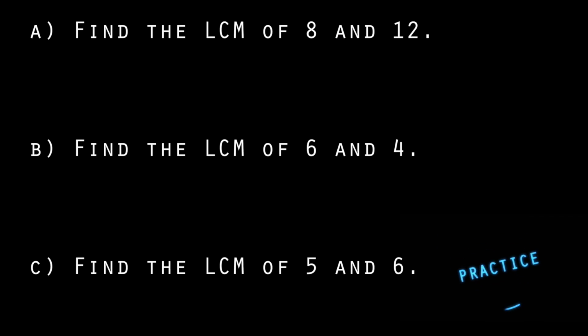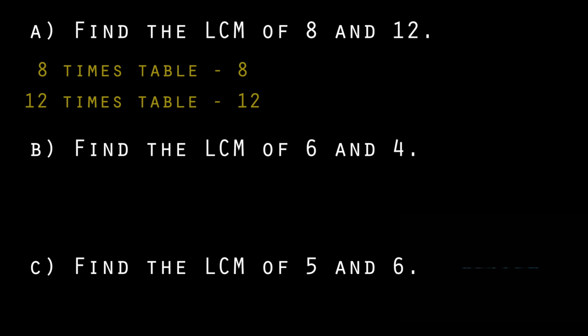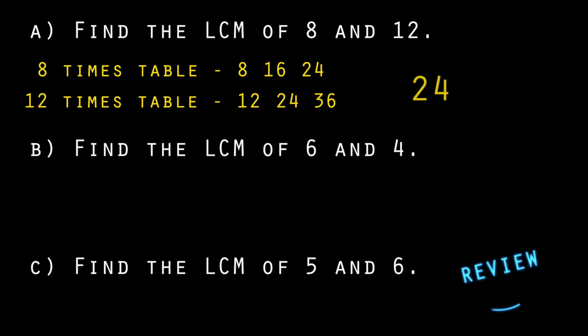It's quite an easy method for numbers with fairly low lowest common multiples. Have a go at using it with these. Pause the video and restart once you have your answers. For question A, we have 8 and 12, 16 and 24, 24 and 36. And 24 has come up twice, so it must be the lowest common multiple.